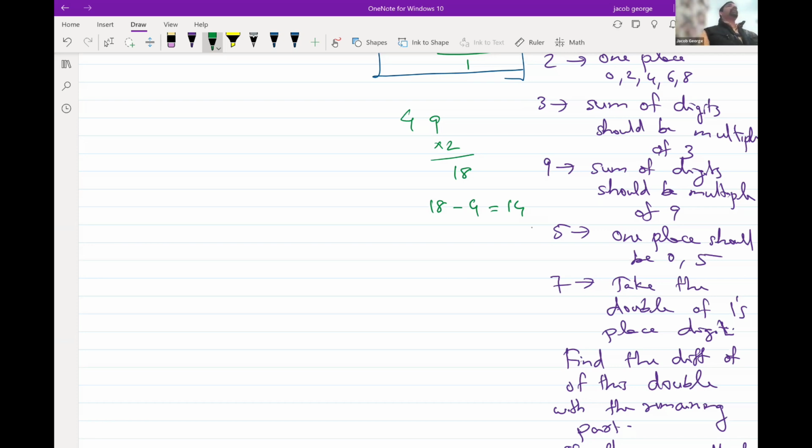What is the divisibility by 11? We take the sum of numbers in the even places and the sum of numbers in the odd places, and take the difference of these. If that difference is 0 or 11, it will be divisible by 11. This is all we studied in which class? Class 5.